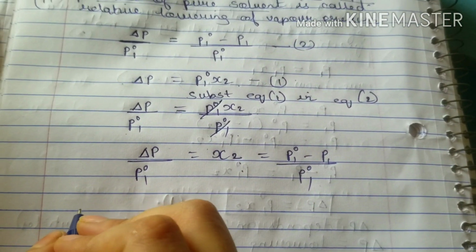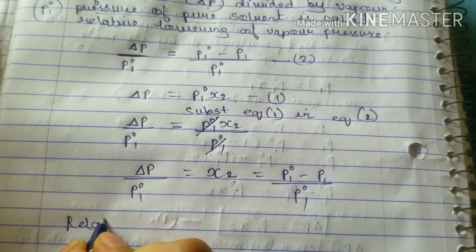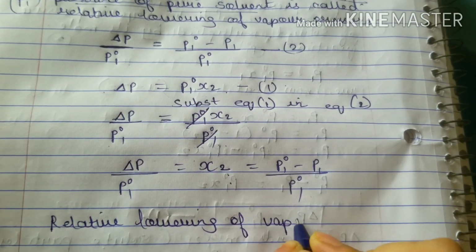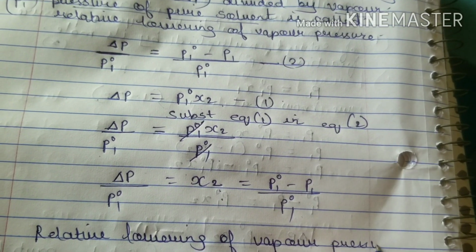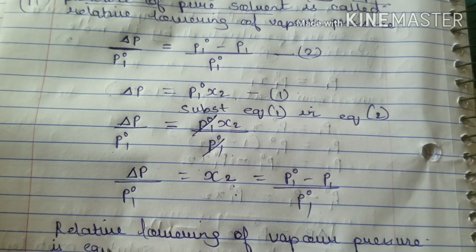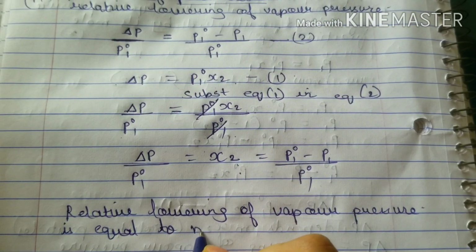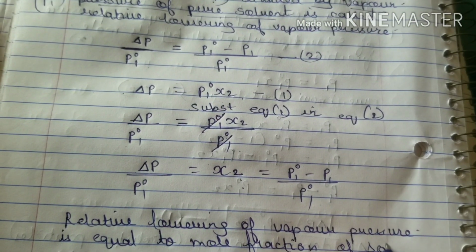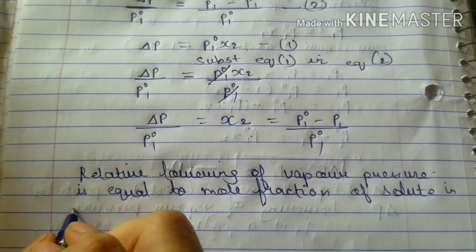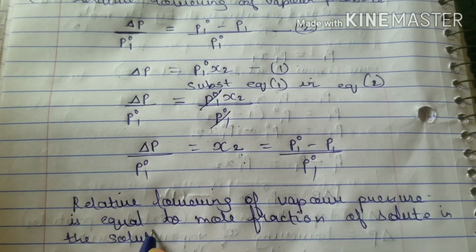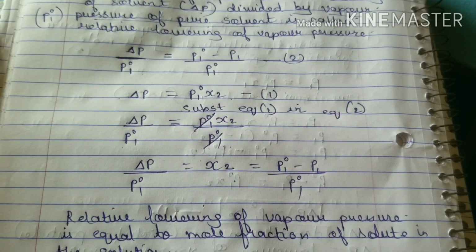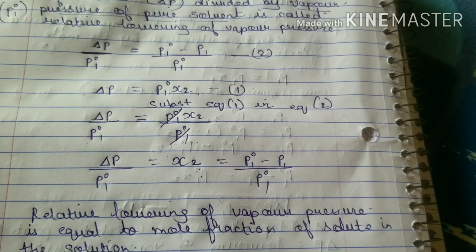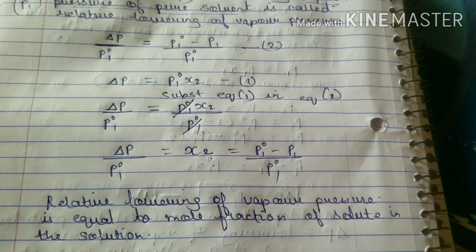Okay, so I'll just write it here. Relative lowering of vapor pressure is equal to mole fraction of solute in the solution. Okay, I hope you remember what was X1 and X2. X1 was the solvent and X2 was the solute. When we derived the equation for Raoult's law, we considered that there. Fine.